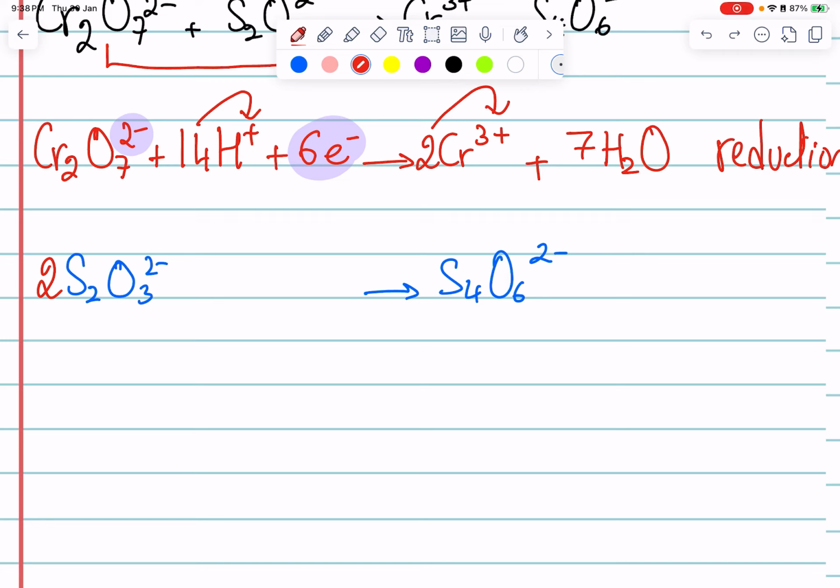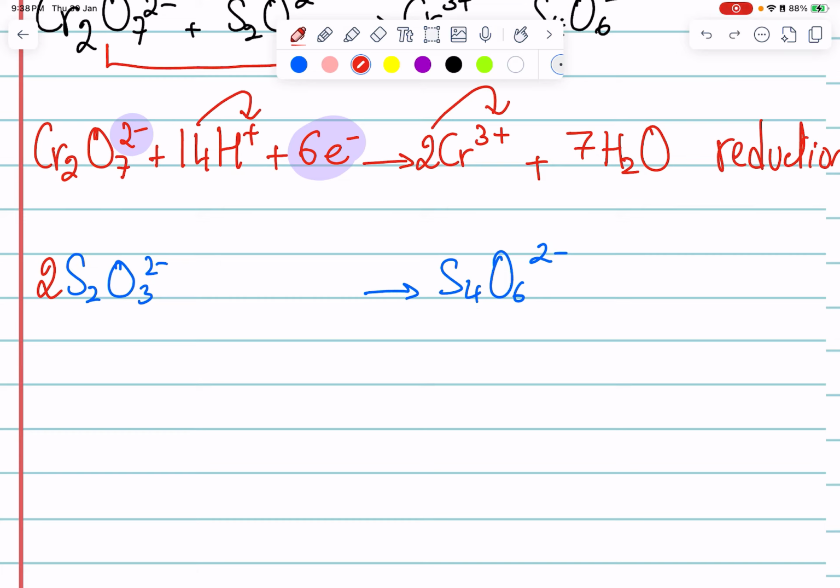Now, let's count the oxygen. 2 times 3 is 6, and already here, I have 6. So there is no need to add H2O. And since both sides don't have hydrogen, there is no need to add H+.